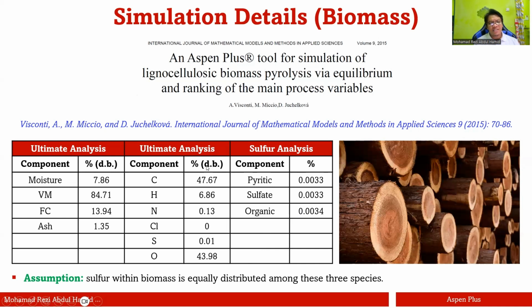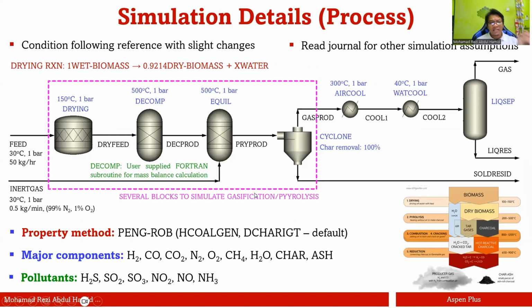Actually, when you add all of these things, they do not equal 100. You have to add ash as well. Ash should be 1.35, so when you add all three of these things together, it will become 100. I will show it to you later. All right, so as I said, how can we simulate this?